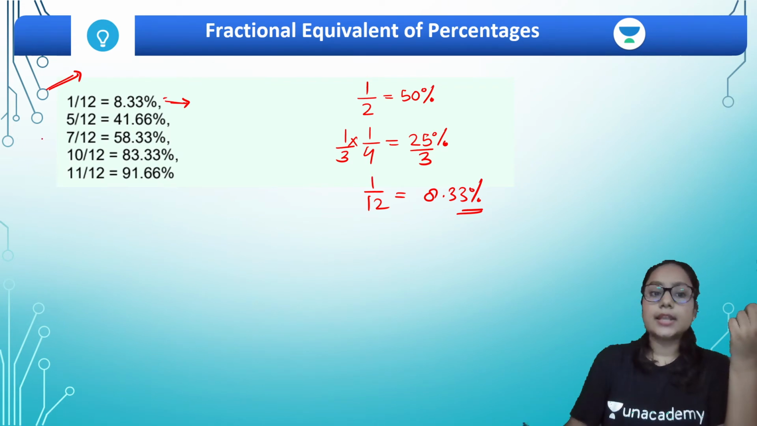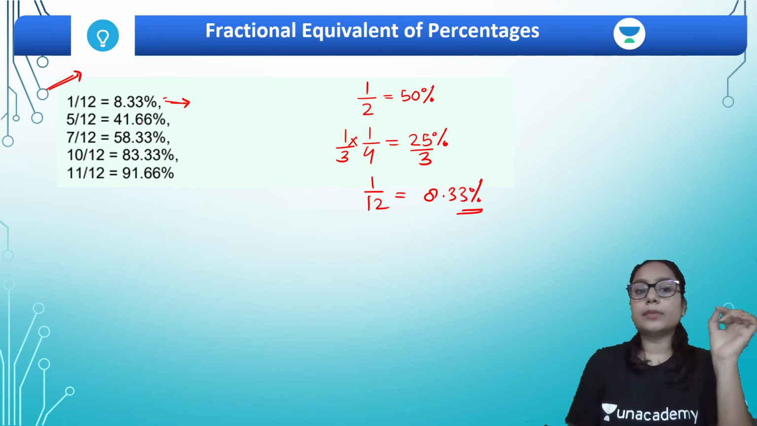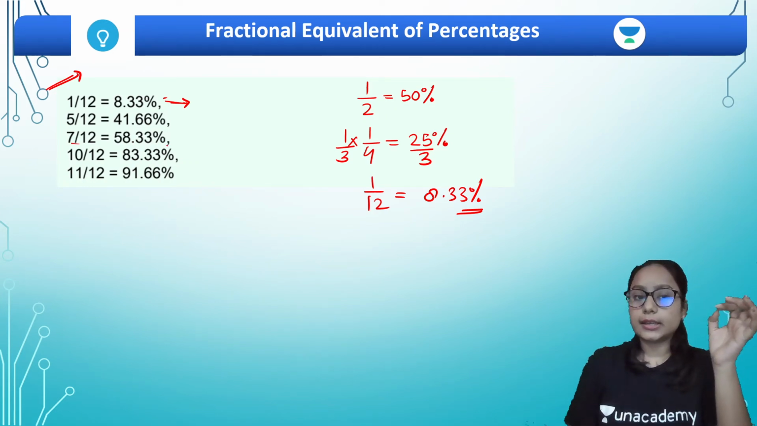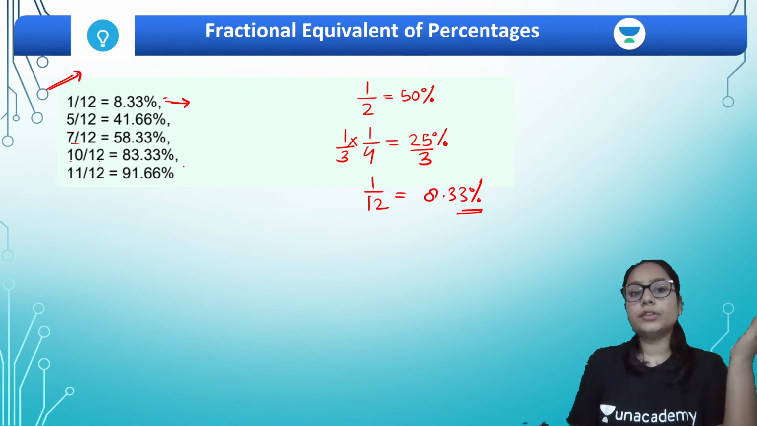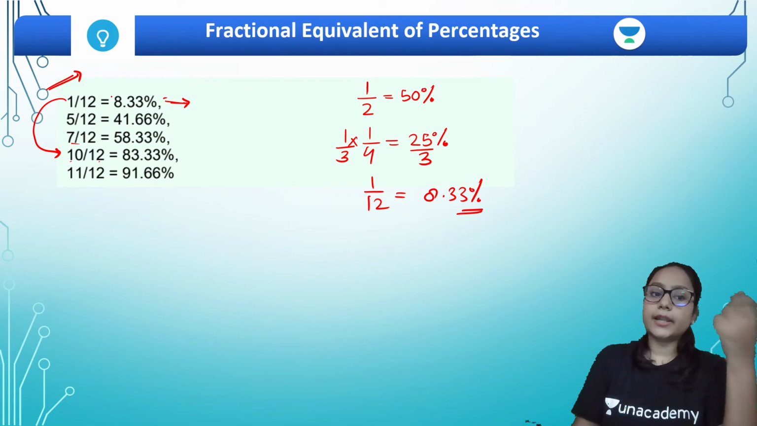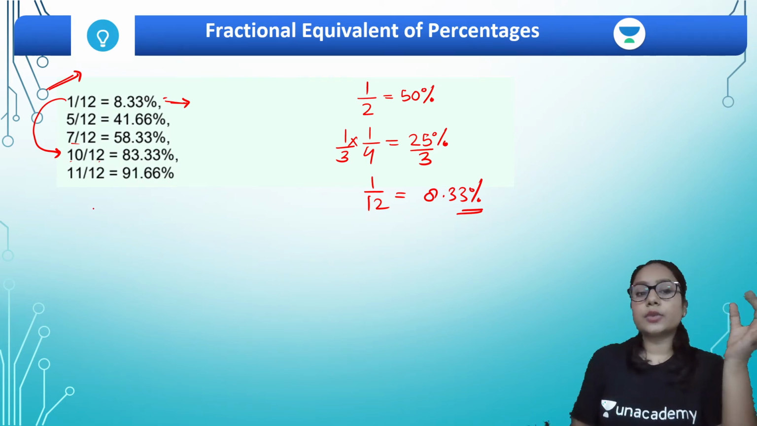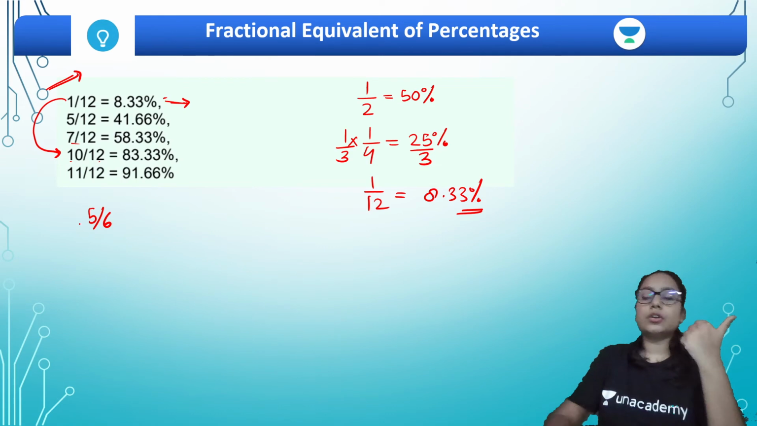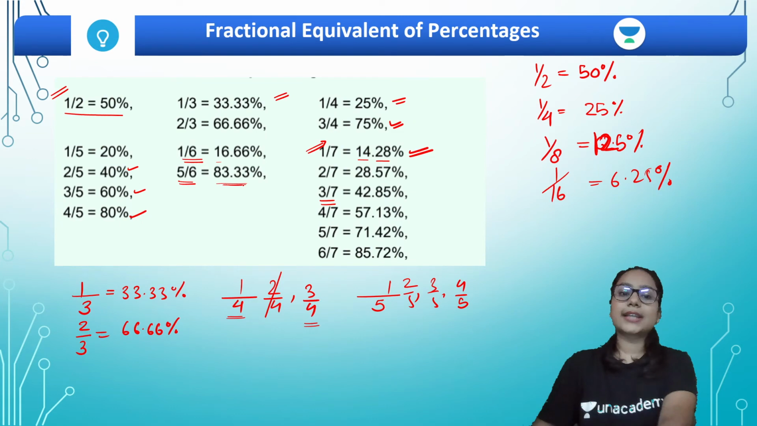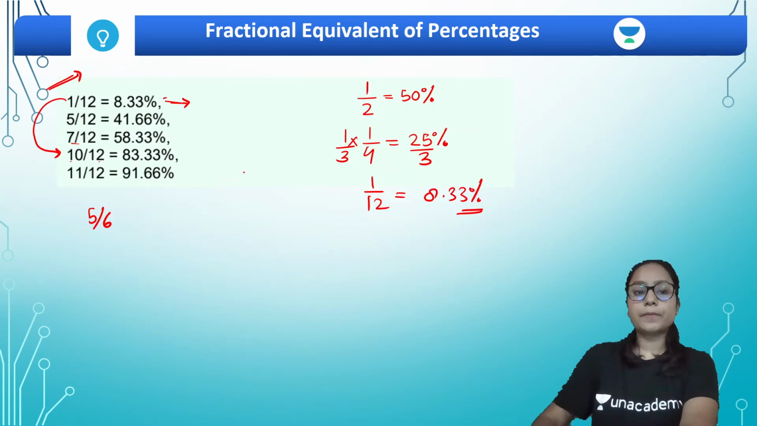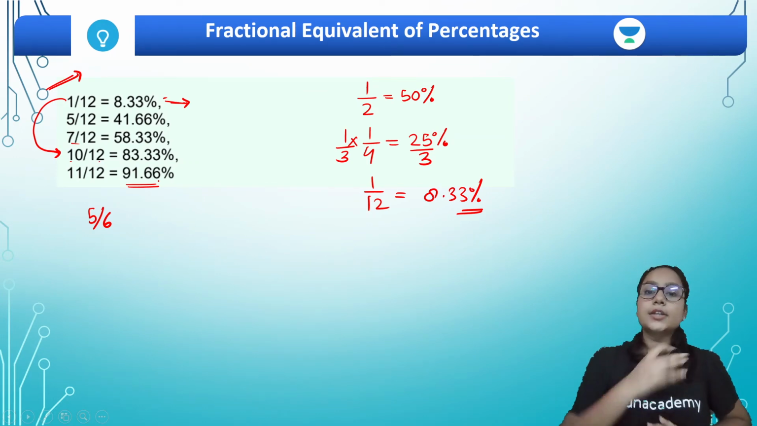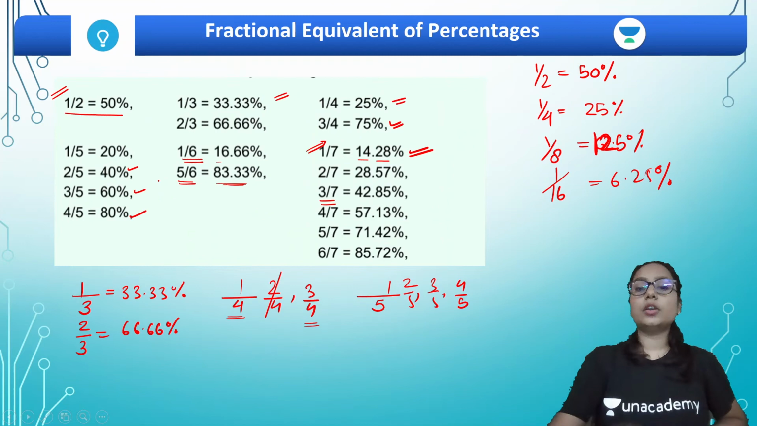So this you can learn. Then 5 by 12 is 41.66%. 7 by 12 is 58.33%. 10 by 12, 83.33. This is just 10 multiplied by 1 by 12, or this is also equal to 5 by 6. So no need to learn this, because 5 by 6 we have already discussed is 83.33%. Then 11 by 12 is 91.66%.